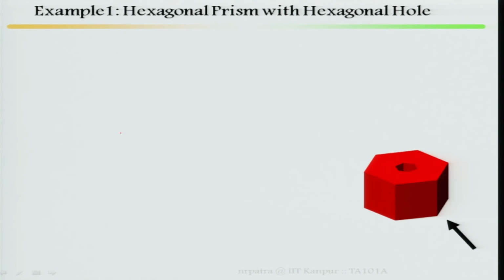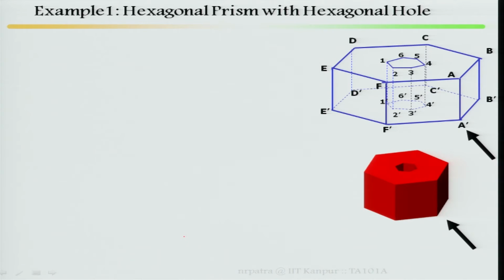Now, let us start with another example. That was a simple example. Let us start with example 1. Example 1: hexagonal prism with hexagonal hole in third angle projections, and this is the viewing direction that has been given. I have named the outer surface A, B, C, D, E, F, and similarly A prime, B prime, C prime, D prime, E prime, F prime.